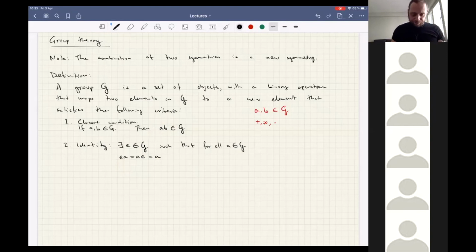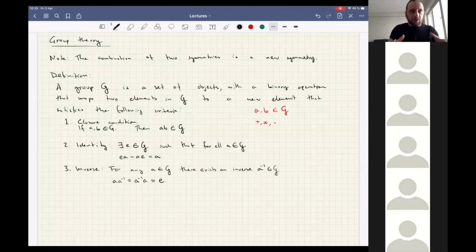So that's the identity. The third requirement is that there should exist an inverse. So for any A in the group, there should exist an inverse, which I'm going to denote A to the power of -1. That's also an element of G. So this means that A A inverse is equal to A inverse A, which is equal to the identity element.